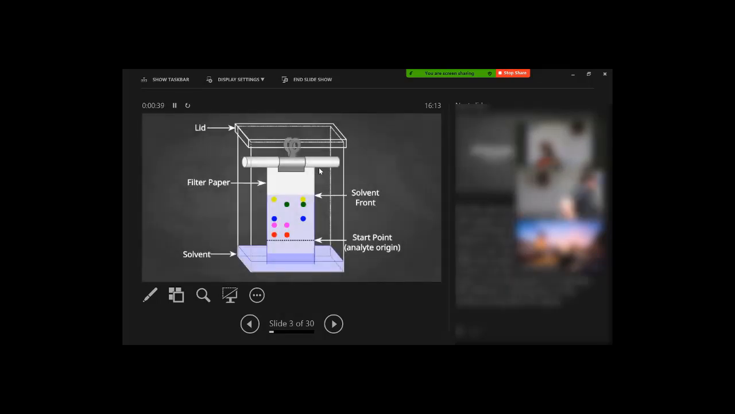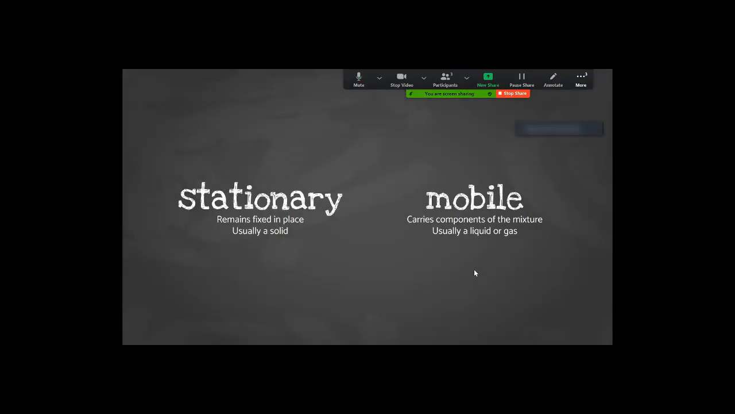First, let's have a quick segue into paper chromatography, which we're probably all very familiar with. Paper chromatography is the separation of different components of a mixture based on their differing solubilities in the same solvent, and the purpose of paper chromatography is to identify the different components of a mixture using their RF values. But the main concept in paper chromatography is the existence of the stationary and the mobile phase.